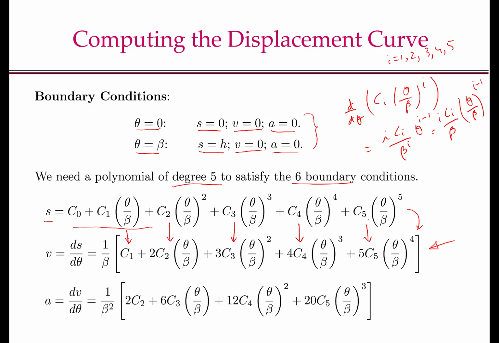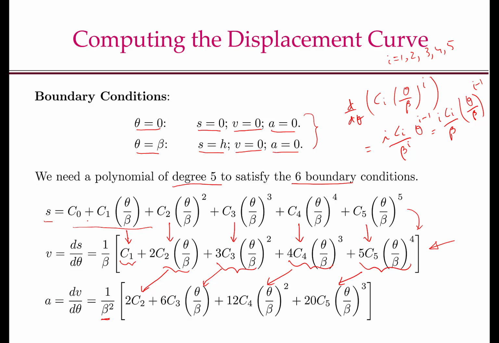In the same way, I get the acceleration by taking the derivative of V with respect to theta. The derivative of this term will be 0 because it is constant. The derivative of this term gives me this, and this beta comes out to the beta squared term here. The derivative of this term gives me this, and remember that one of the beta comes out to this beta squared term. The derivative of this term here gives me this, and the derivative of this term here gives me this.